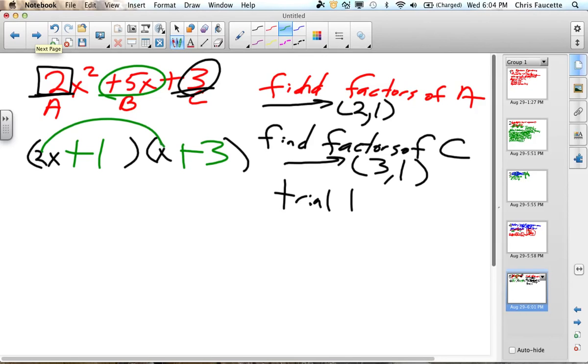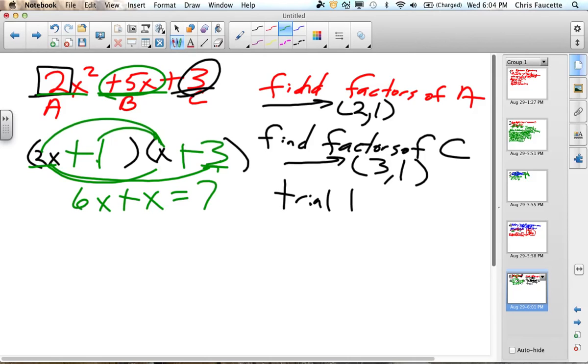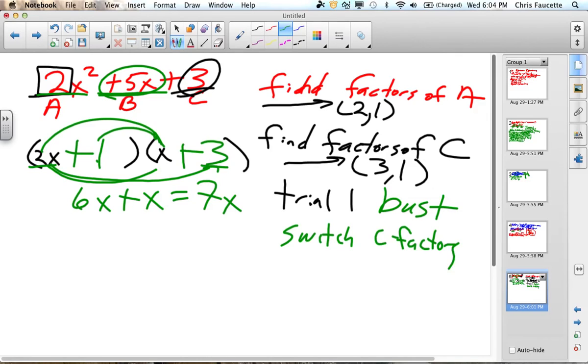Okay, so 2x times x is going to give me 2x squared. That's good. 1 times 3 gives me 3. But my problem is going to be my inside and my outside terms, and I want those to add up to 5. So first thing I do is multiply 2x by 3. That gives me 6x plus x, which is 7x. So trial 1 is a bust. It doesn't work. You don't give up. You just switch your C factors and try again. So let's do trial 2. I started off with the 1 here, so let's put the 3 first.